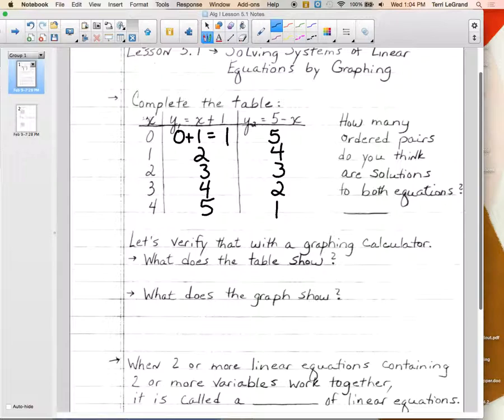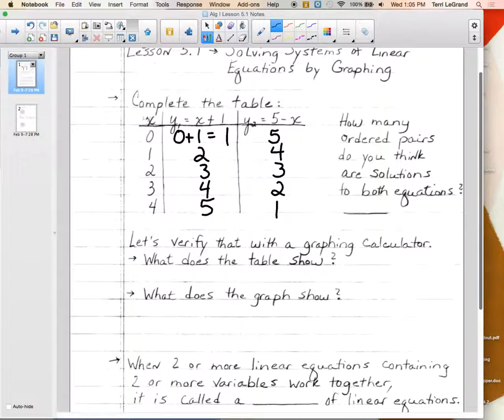Okay, so we have 5 ordered pairs really for both of these. We have ordered pairs 0, 1, and 1, 2, and 2, 3, and 3, 4, and 4, 5 for y equals x plus 1. We have 5 ordered pairs for our y equals 5 minus x. We have 0, 5, 1, 4, 2, 3, 3, 2, excuse me, and 4, 1.